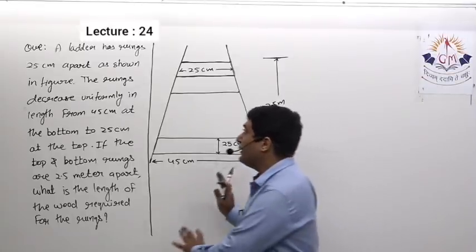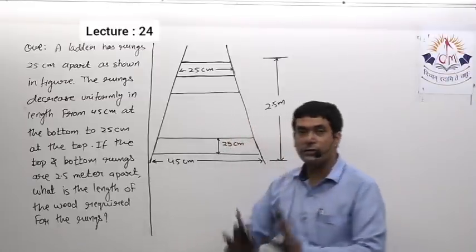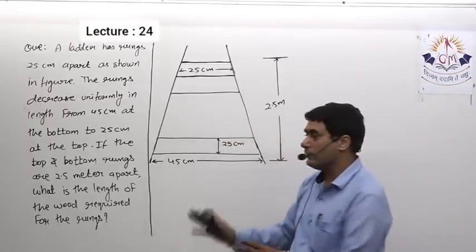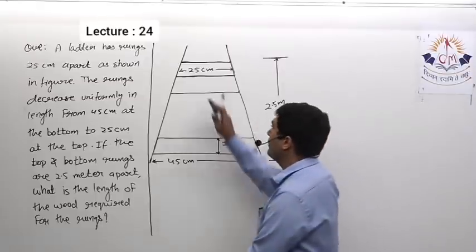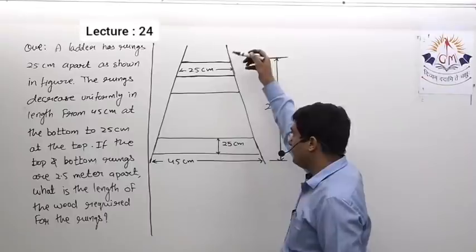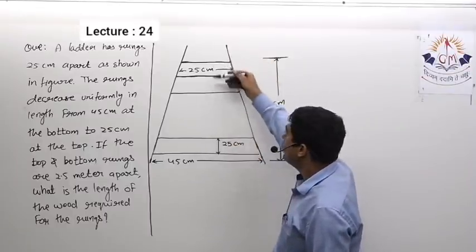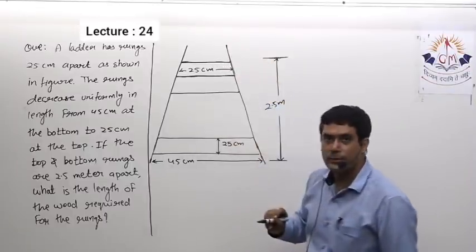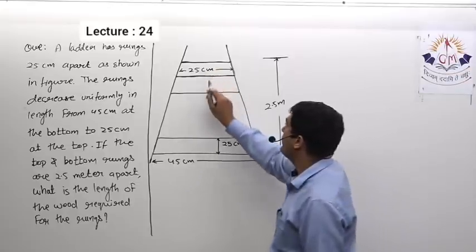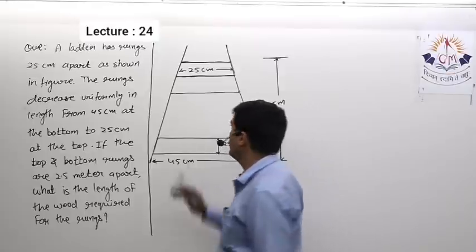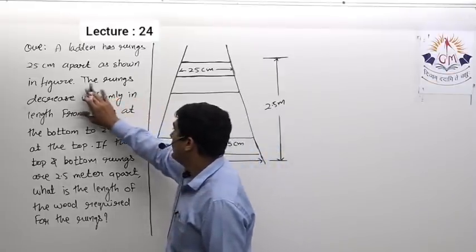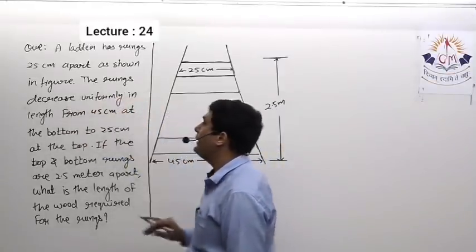Okay, now this is a ladder, not a staircase. There is a difference between a ladder and a staircase. A staircase is fixed, a ladder is movable. So this is a wooden ladder whose rungs are 25 centimeter apart. The distance between two consecutive steps or rungs is 25 centimeter. The diagram is given.